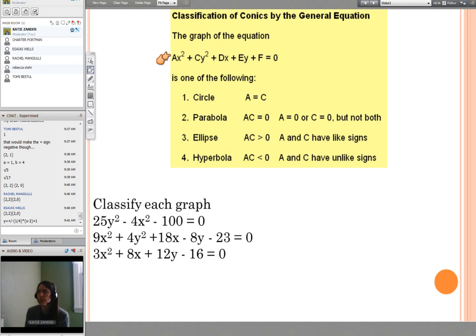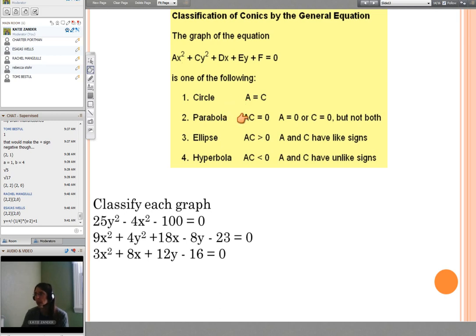All right, so first of all, we have to realize that the A value that they're talking about is the coefficient in front of the x squared, and the C value that they're referring to is the coefficient in front of the y squared. So if the A and the C values are equal to each other, we know we have a circle occurring.